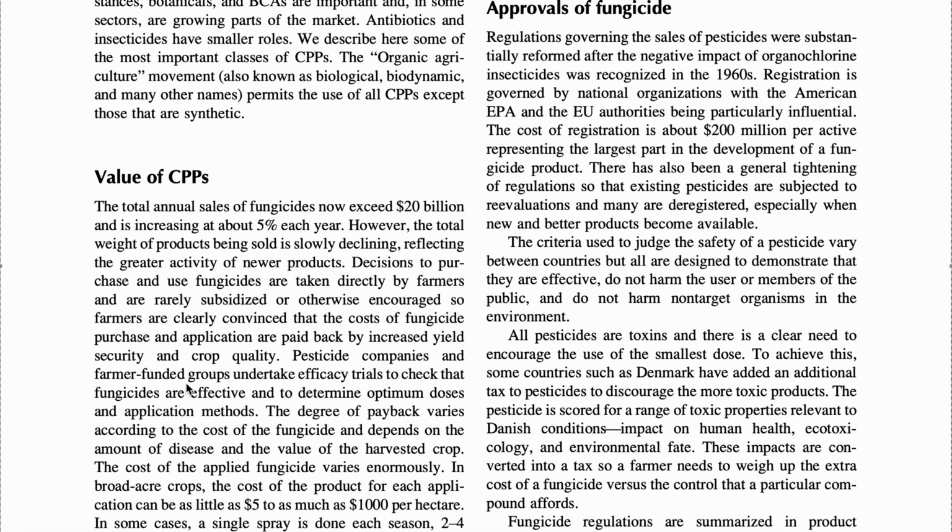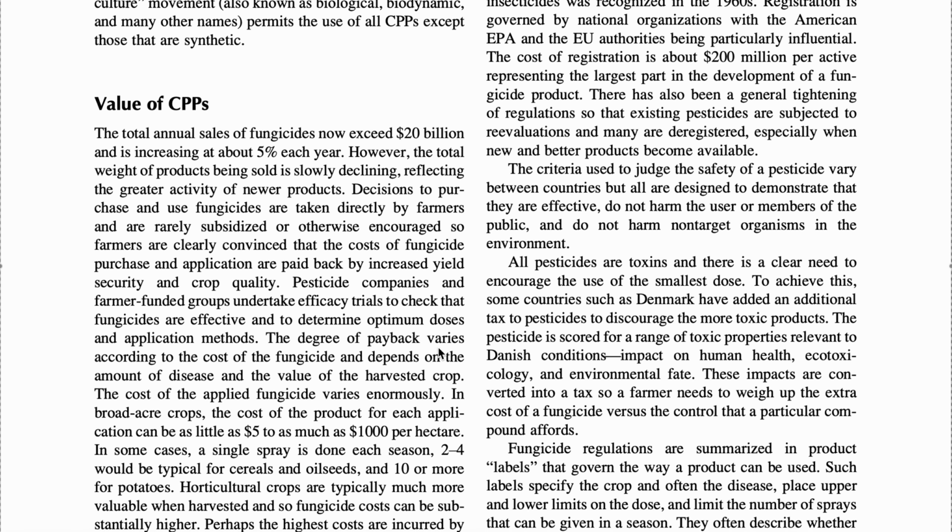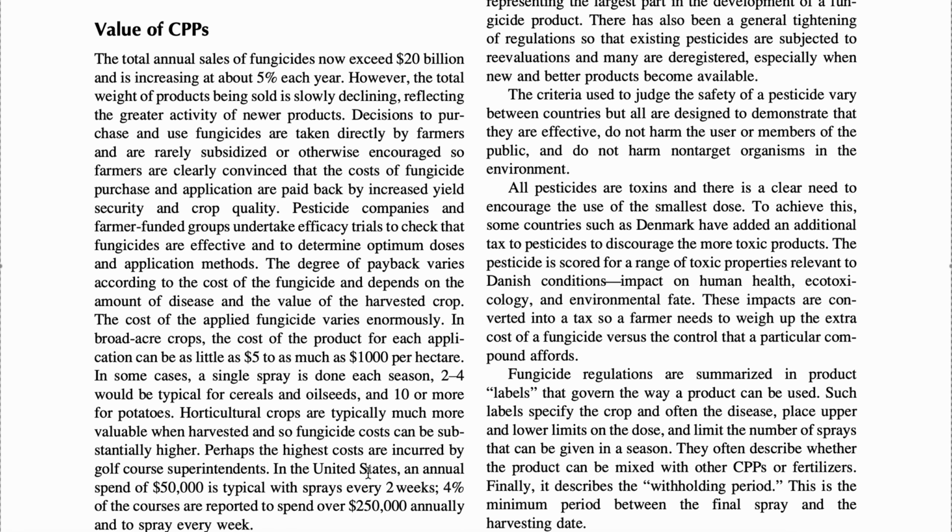Pesticide companies and farmer-funded groups undertake efficacy trials to check that fungicides are effective and to determine optimum doses and application methods. The degree of payback varies according to the cost of the fungicide and depends on the amount of the disease and the value of the harvested crop. The cost of the applied fungicide varies enormously. In broad acre crops, the cost of the product for each application can be as little as $5 to as much as $1,000 per hectare.